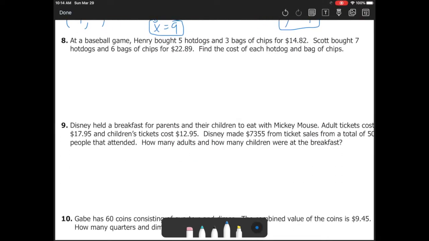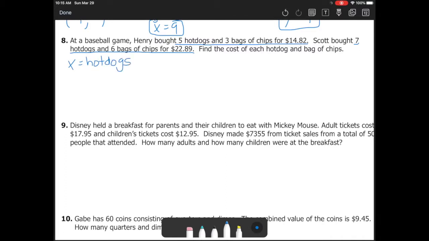At a baseball game, Henry bought 5 hot dogs and 3 bags of chips for $14.82. This is going to be our first equation. Scott bought 7 hot dogs and 6 bags of chips for $22.89. Find the cost of each hot dog and bag of chips. So we have 2 different things in the problem, hot dogs and chips. Those are going to be our 2 variables.